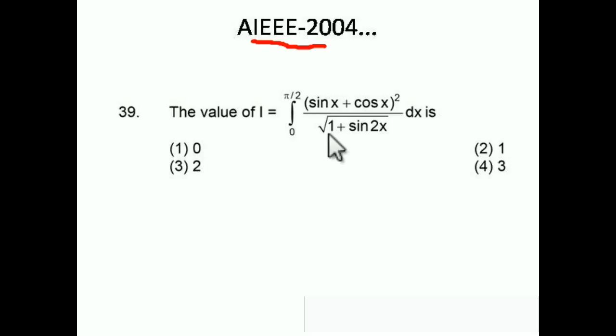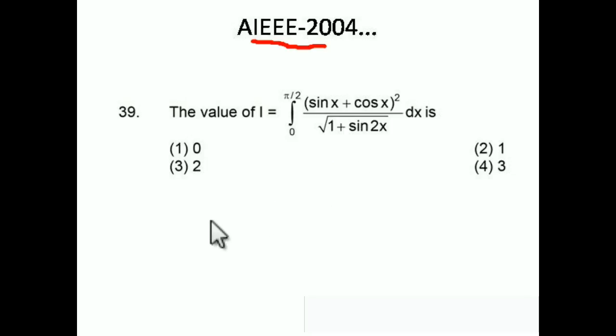Here you can see 1, and here you can see sin 2x. So what I do is write it down: 1 is equal to sin square x plus cos square x, and sin 2x is equal to 2 sin x cos x. So I have sin square x plus 2 sin x cos x plus cos square x. That means (sin x plus cos x) whole square, and the square root of (sin x plus cos x) whole square becomes mod of sin x plus cos x.